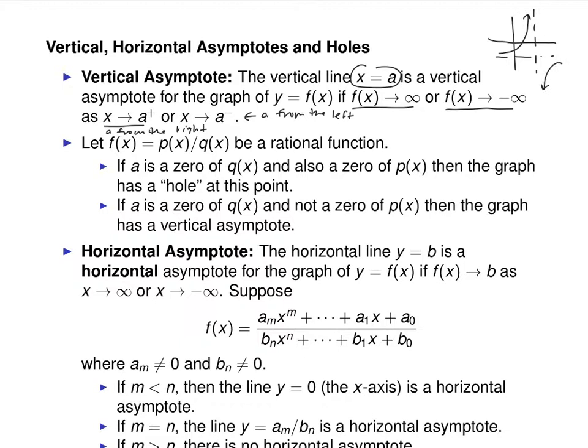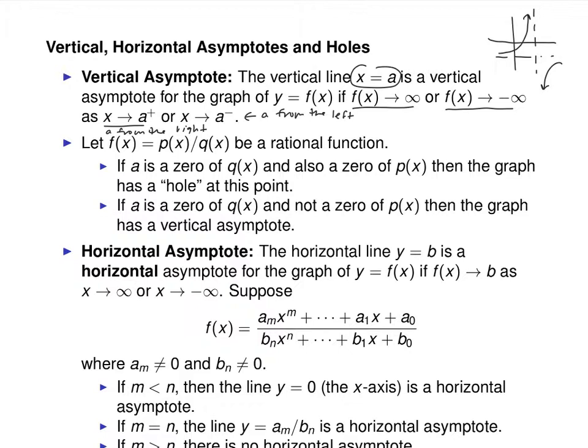So what they mean is as you get close to that number, your function either gets really, really, really big or it gets really, really, really, really negative. That's what it means to be a vertical asymptote. Does that idea make sense? Okay.